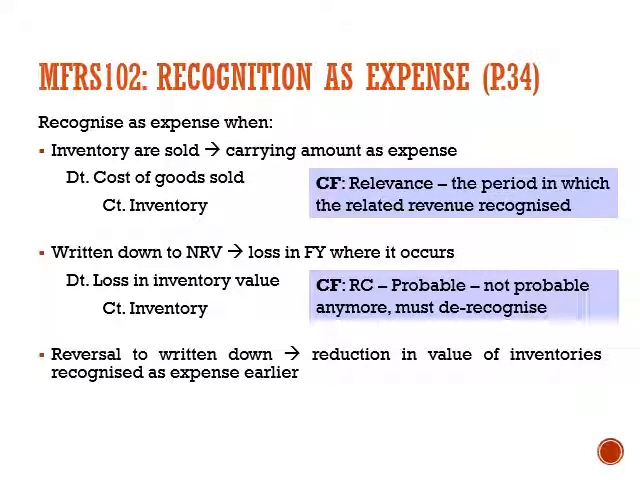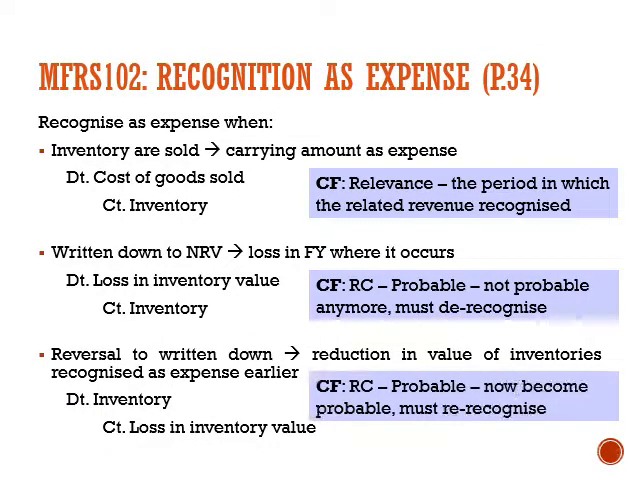And if the inventory that has been written down has a reversal, meaning the net realizable value has now increased and exceeds cost, so we shall reverse back to cost value, we shall reduce the expense previously recognized as loss in inventory to reverse the action in the same period where the reversal occurs. This is to denote that the portions of cost that were determined to be not probable have now become probable.